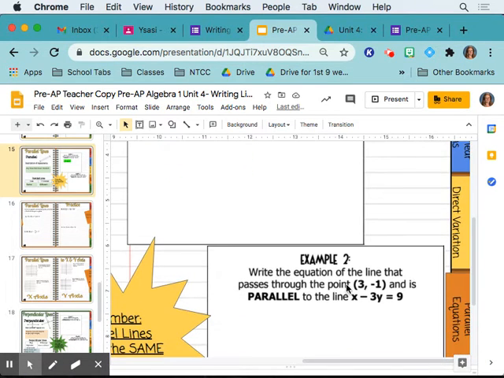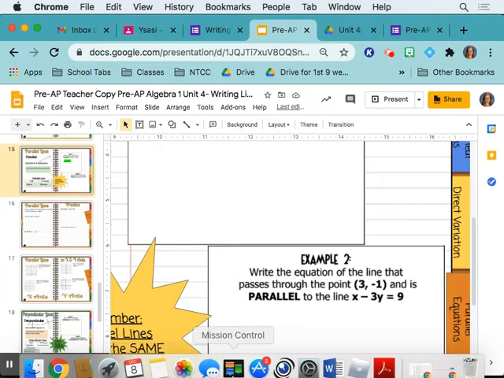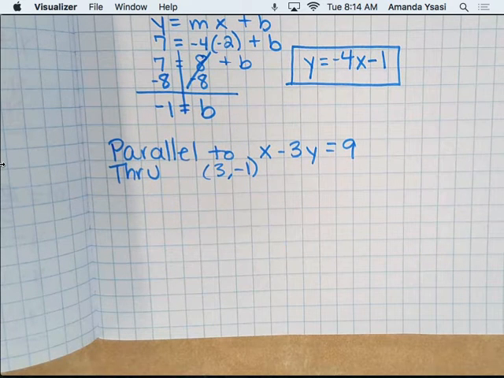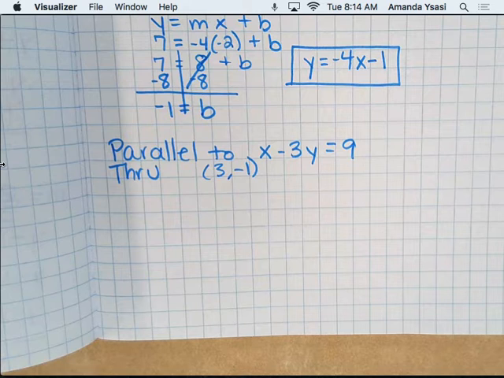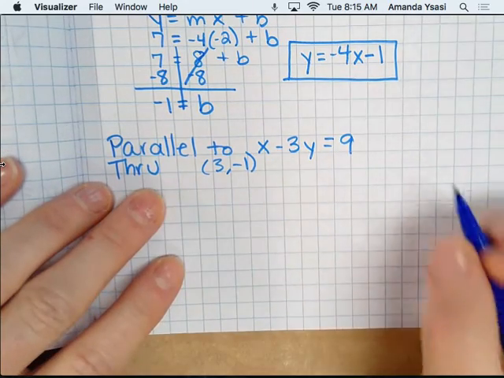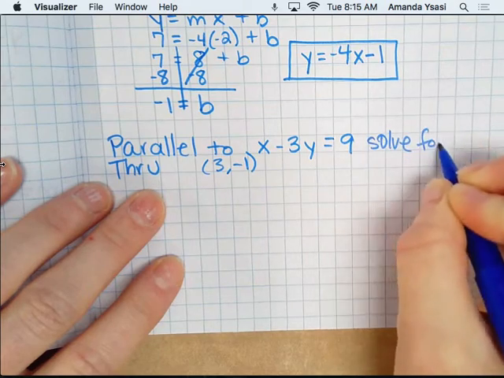Okay, so example 2 says write the equation of the line that passes through point (3, -1) and is parallel to the line x - 3y = 9. So I wrote that down. If it's parallel, it's going to have the same slope. But we don't have the slope. So what do we have to do? Yep, solve for y, so we can find the slope.